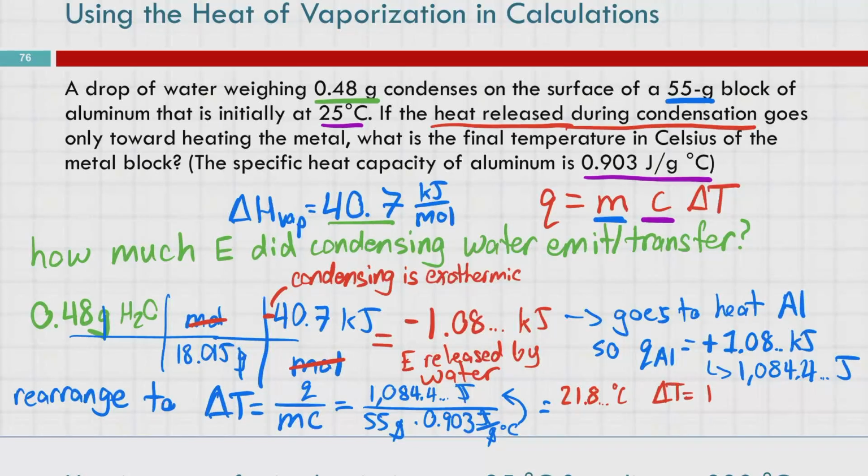We could also make this change in temperature as final minus initial, or you can just intuit that we're going up in temperature, so the temperature is going to be added to that. And so our final temperature is going to be 46.8 degrees Celsius. We would probably round that up to 47.